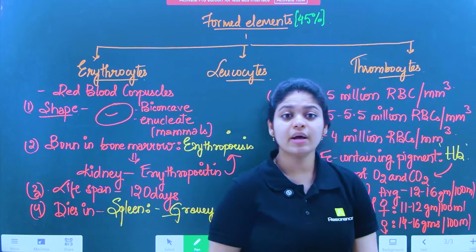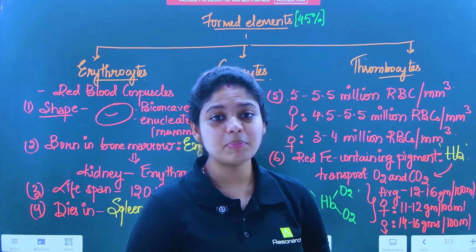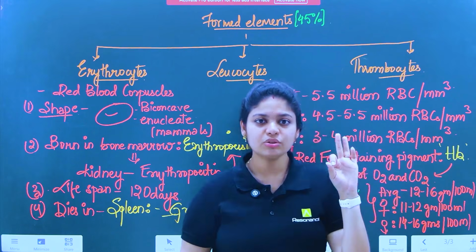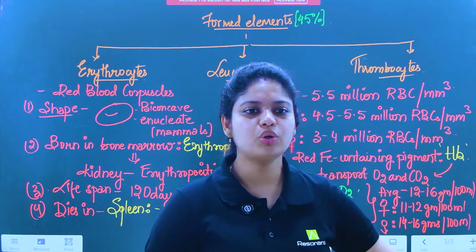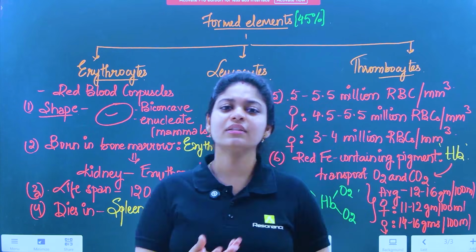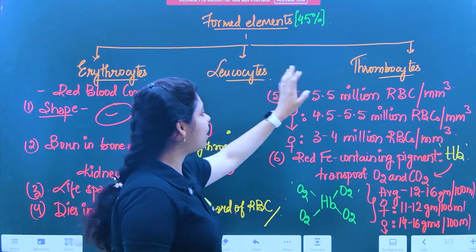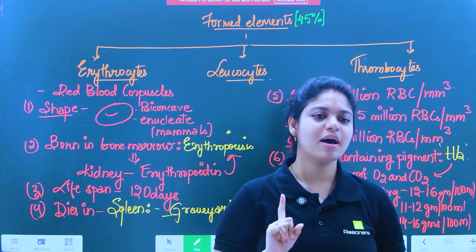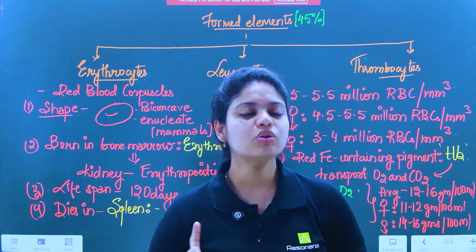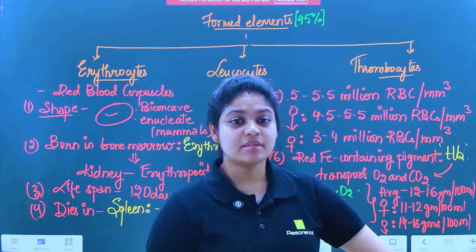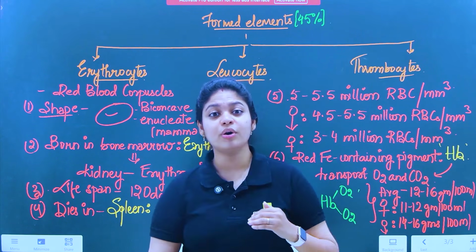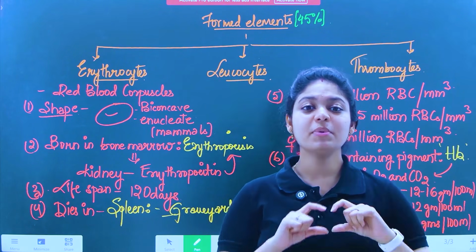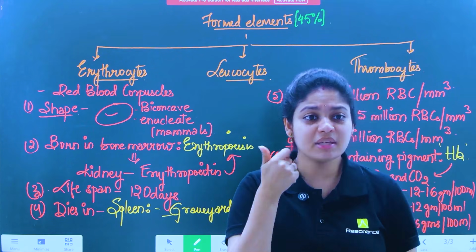Moving on to the next one, formed elements. 45% as we know, formed elements has three different components: erythrocytes, leukocytes and thrombocytes. Those are another name for RBC, WBC and platelets. Today we learned only about RBCs, or red blood corpuscles. First, we should come in an order so that we don't forget any content. How is the shape? Shape is biconcave. Is the nucleus there?